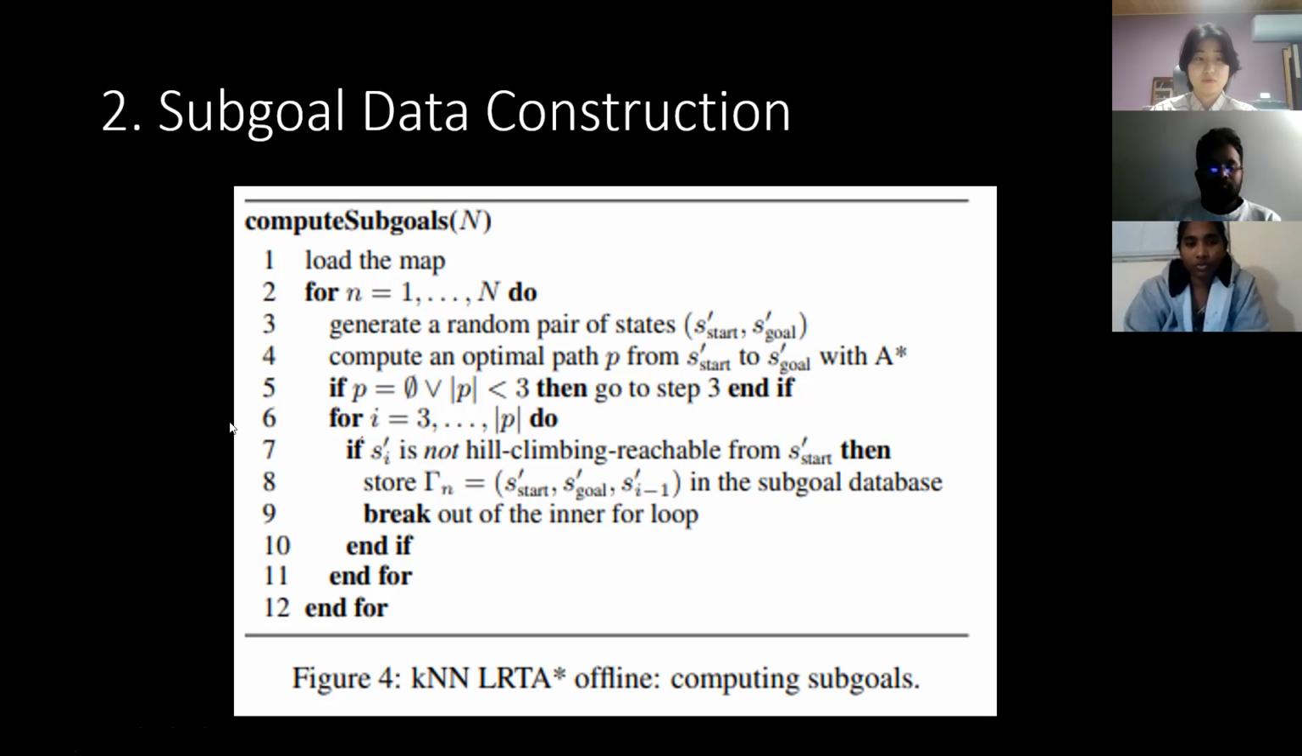So from the third state to the last state, along with the optimal path towards subgoals that is reachable from S prime start with hill climbing. I think not here, it should be deleted because we are collecting subgoals that is hill climbing reachable from S prime start.